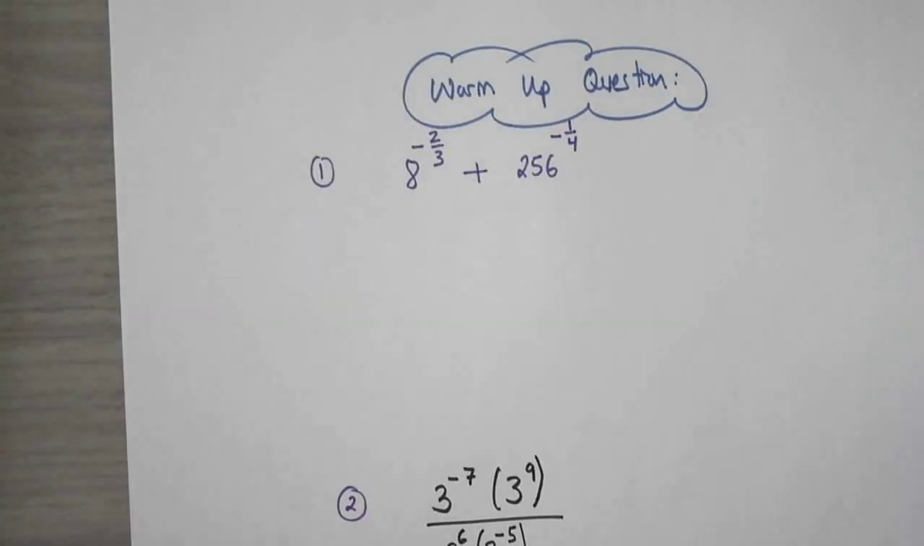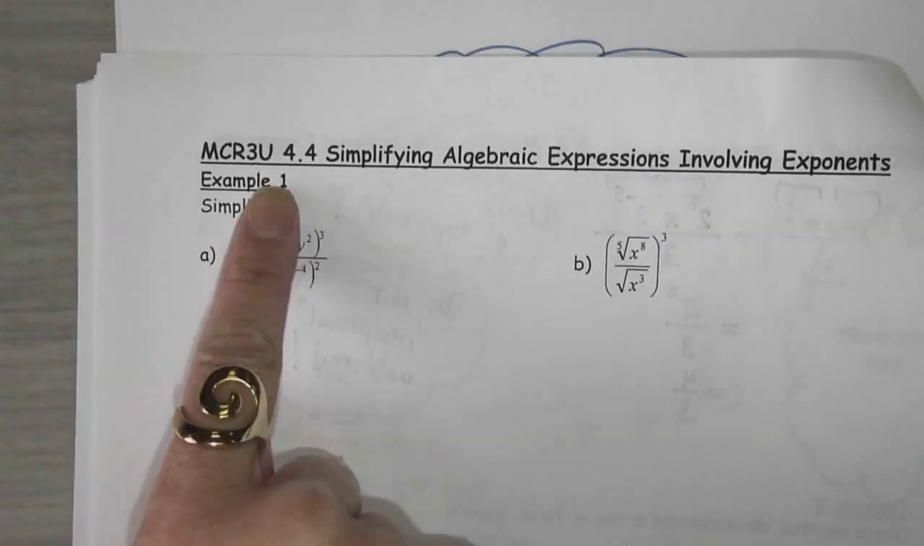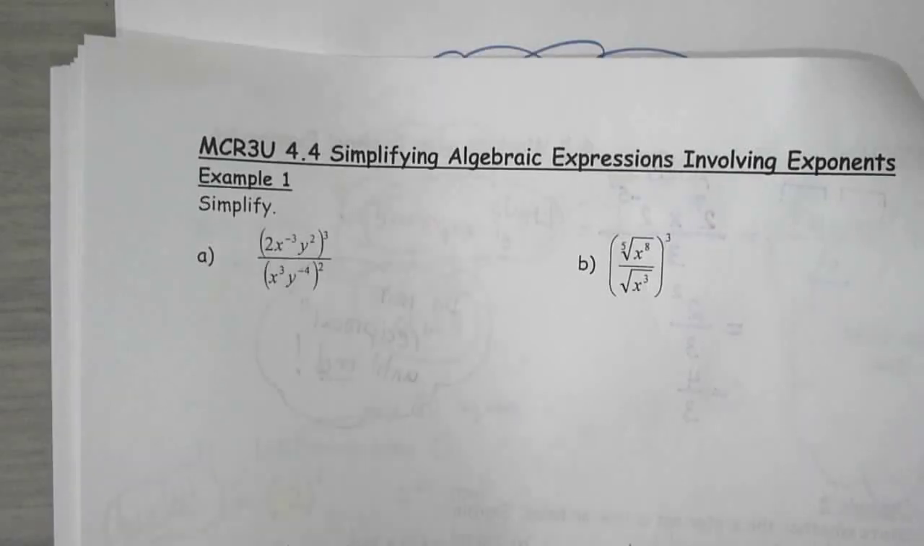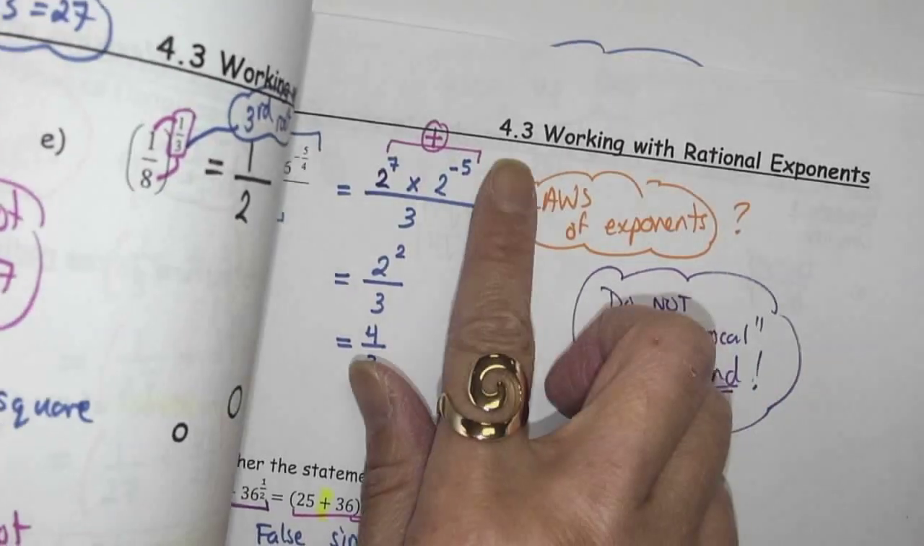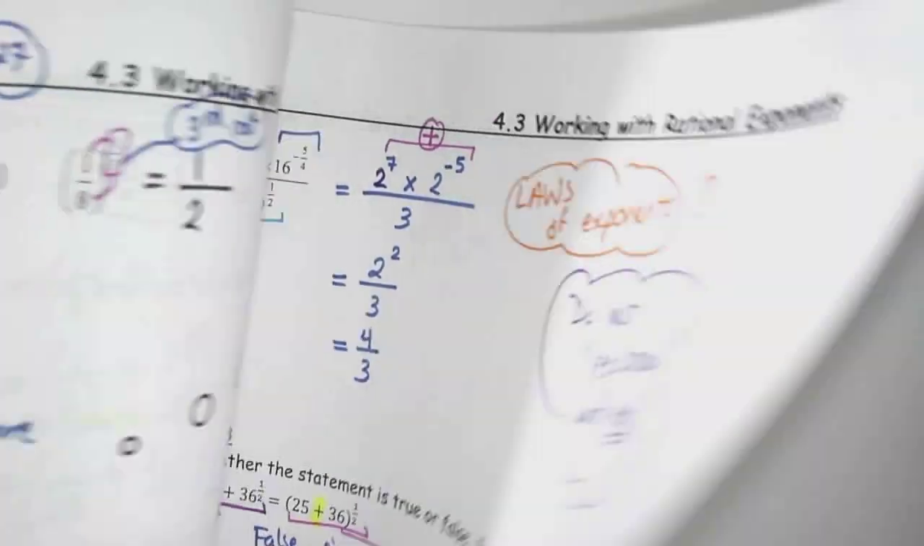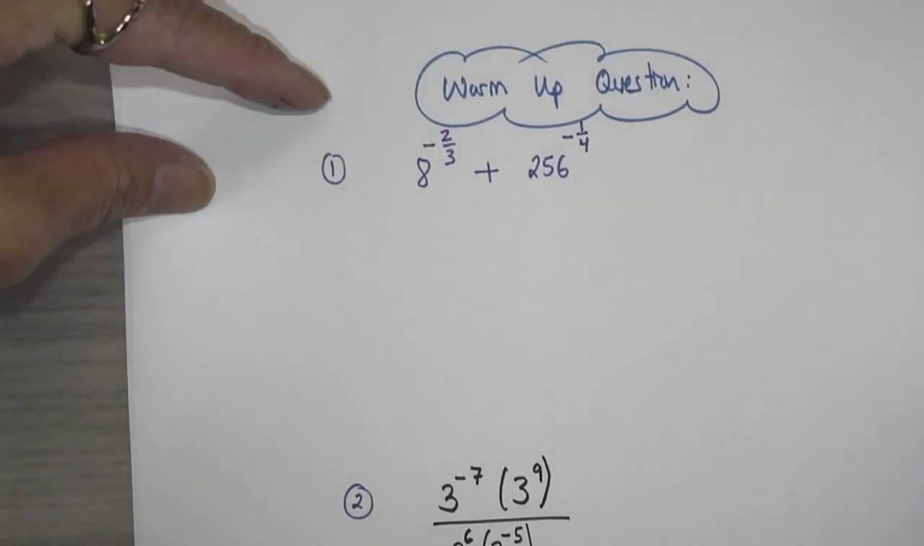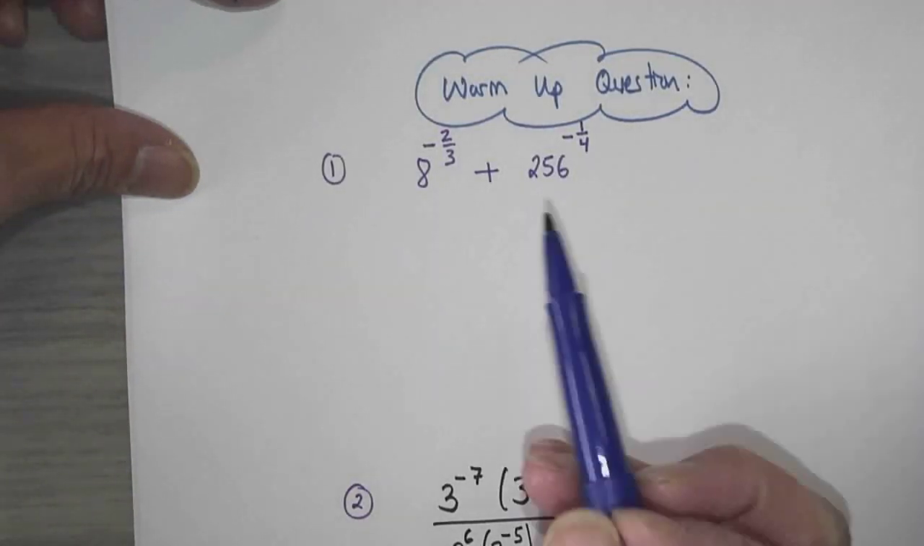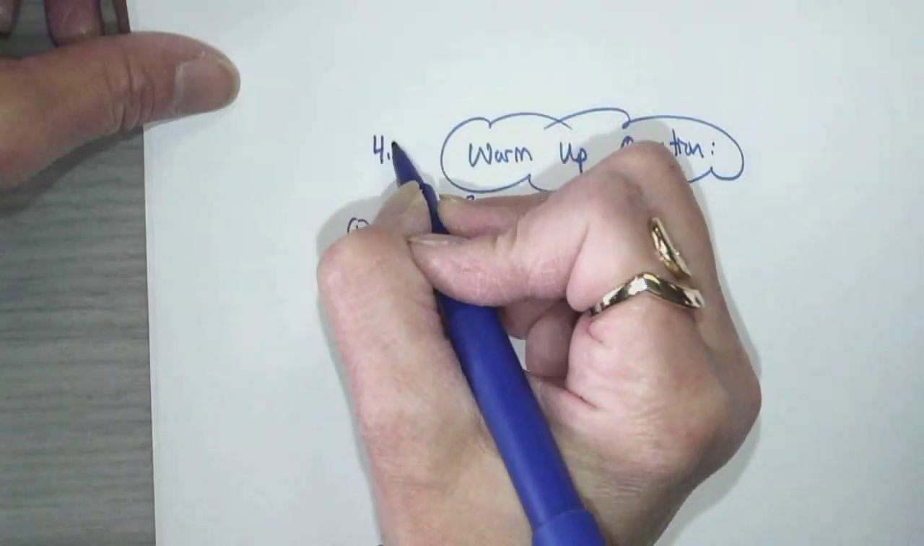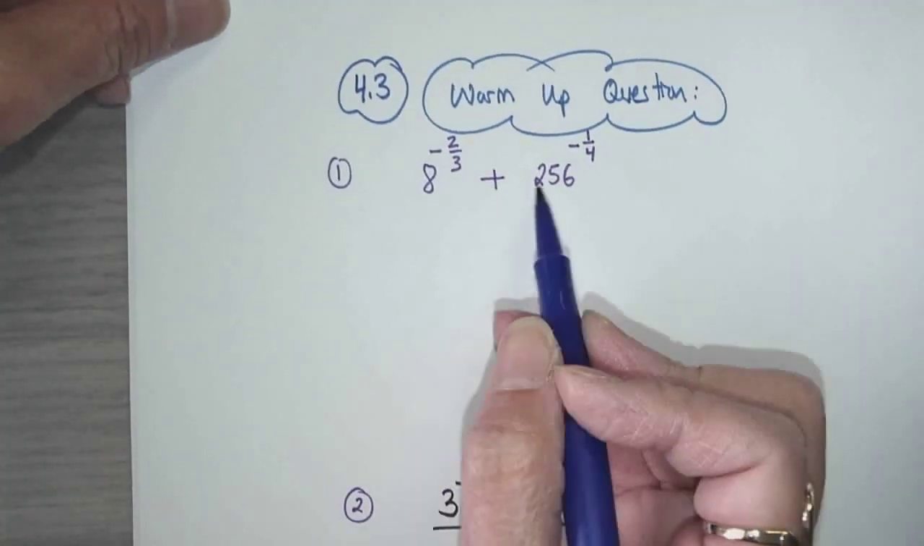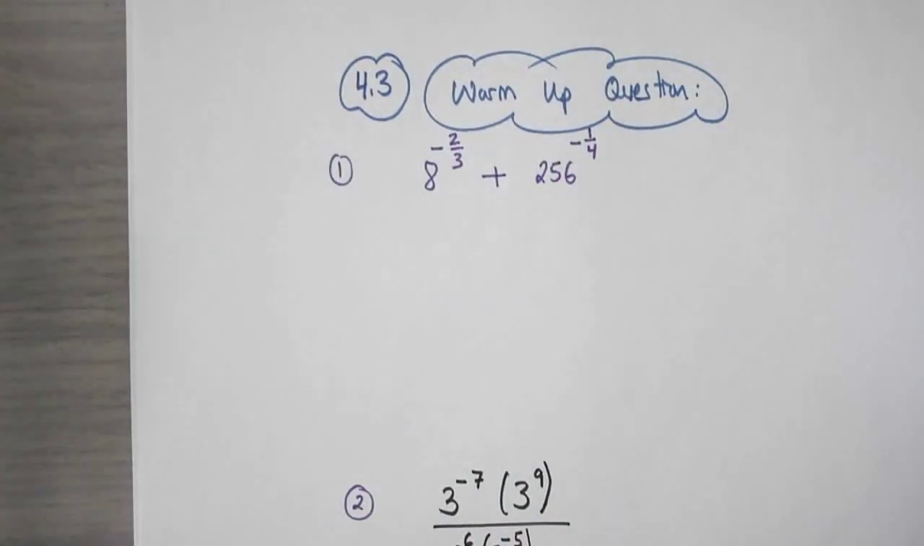Okay, a little warm-up question before we begin another section on 4.4. Right now we've done 4.3, which is working with rational exponents. So, just a little warm-up question before we start 4.4. What we did in 4.3 was we started to work with rational exponents.